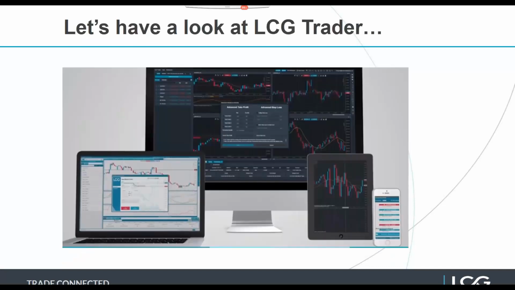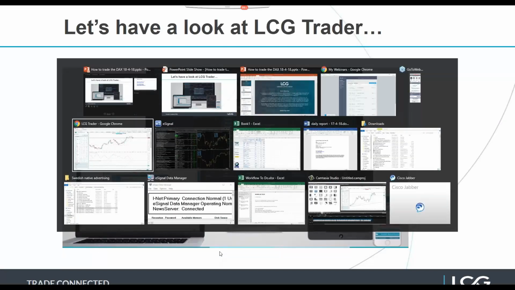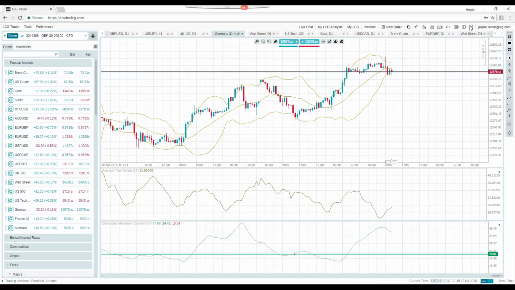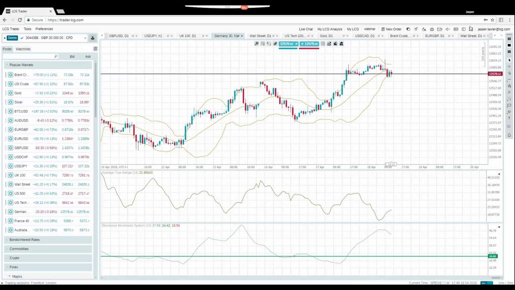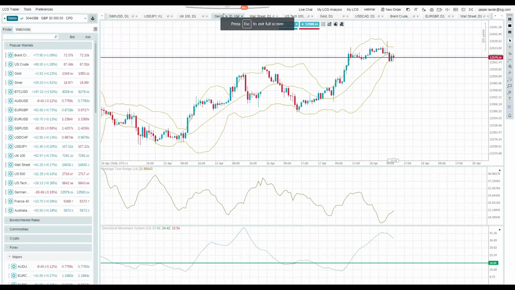So let's just jump over to the LCG Trader platform now. At any point, if you have any questions, certainly feel free to ask me. Happy to answer them any time, or obviously just get into it towards the end. All right, let's see. There we go. So if I can just put this full screen. So this is Germany 30, as I mentioned.